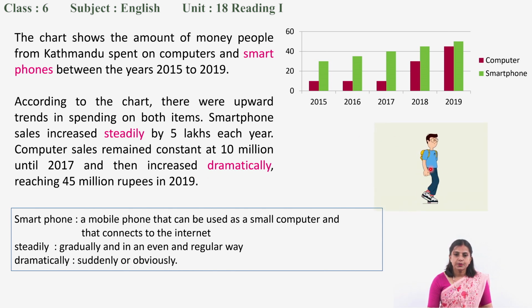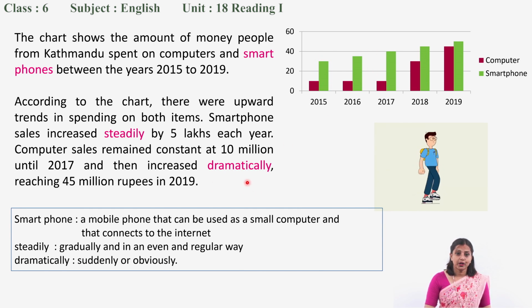Steadily. You see how this person is walking? Steadily, not too fast, not too slow. There is a constant increment. There is a regular increment, not an irregular one, meaning sometimes very fast and sometimes very slow. You see how the man is walking? So was the increment in the expenditure on smartphones.